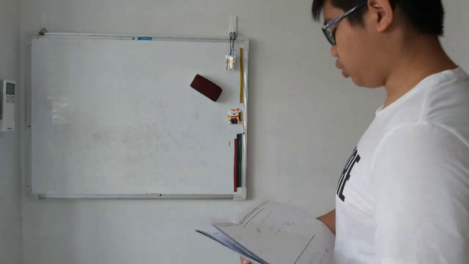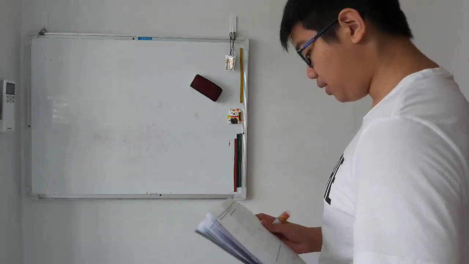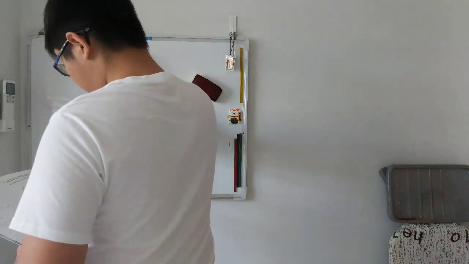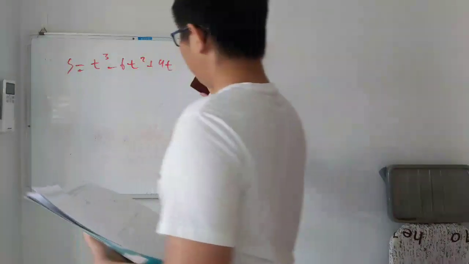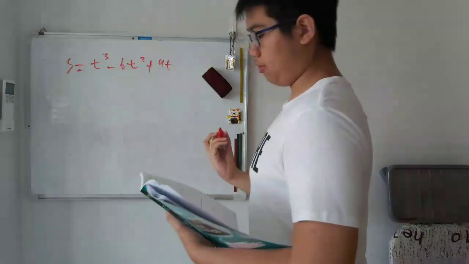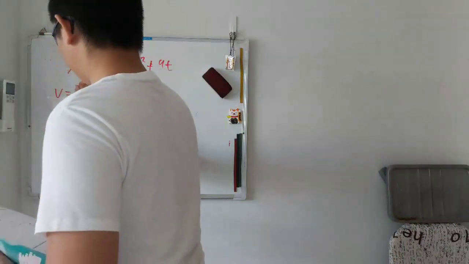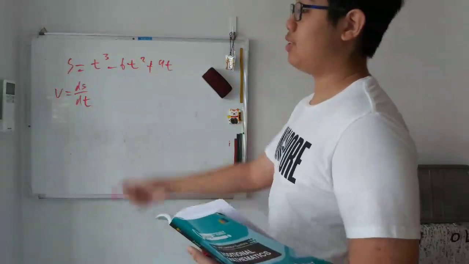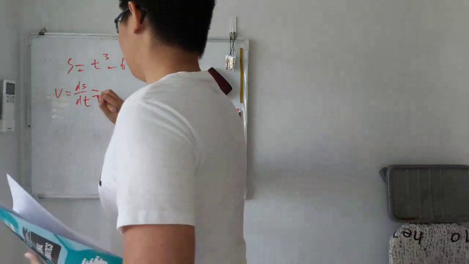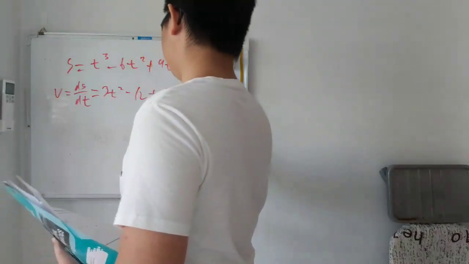A dot on a computer screen moves in a straight line such that t seconds after leaving a fixed point O, its displacement s cm from O is modeled by s equals t cubed minus 6t squared plus 9t. Find the values of t at which the dot is instantaneously at rest. So v is equal to ds/dt. When we want to find it instantaneously at rest, v must be equal to 0. So let's differentiate this. This is 3t squared minus 12t plus 9, correct?